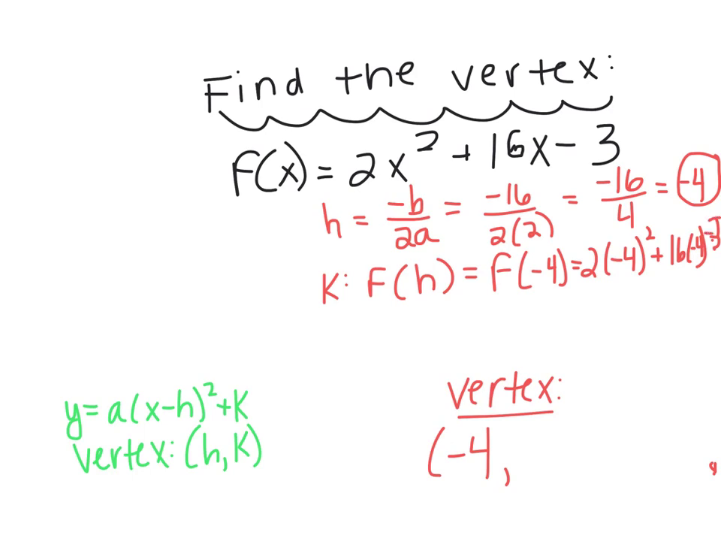And so if we do 2 times negative 4 squared, we got to follow PEMDAS, so negative 4 squared goes first. That's 16 times 2 is 32. 16 times negative 4 is negative 64 minus 3. And so if we combine that all up, we're going to get negative 35. So k, or the y coordinate of the vertex, is negative 35.